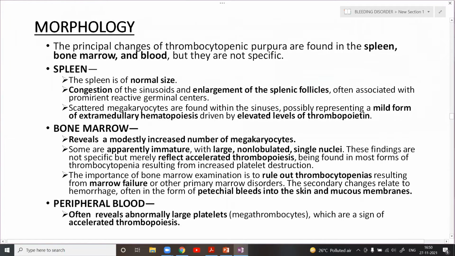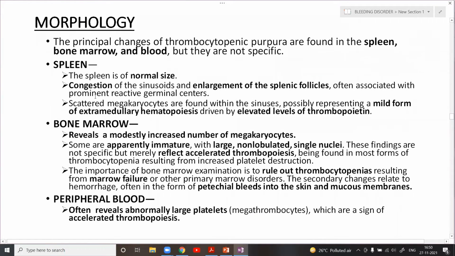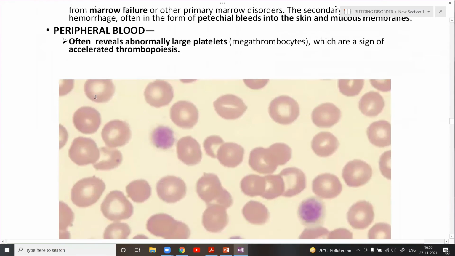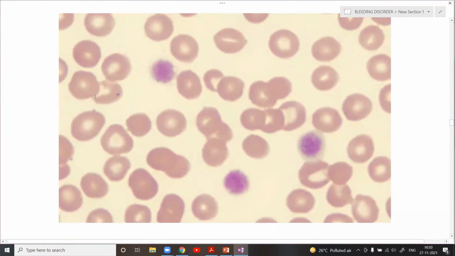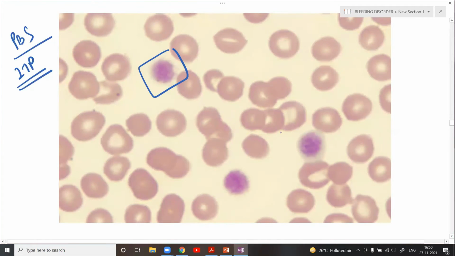Now we will come to the morphology. Before I go into the theory, I want to explain it to you over here. Look at this particular peripheral blood smear. This is the PBS which has been taken from patients of ITP. So what is this? Everyone tell me, what is this? Platelets. Okay.